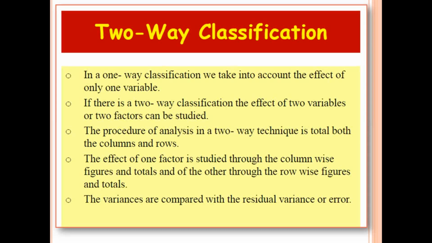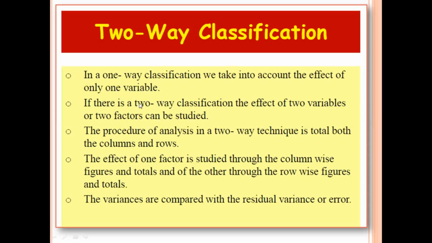In one-way classification, the observations or experimental units are classified according to one factor of interest. For example, the yield of several plots of land may be classified according to fertilizers or seeds. Here we take into account the effect of only one variable, which means only one factor.